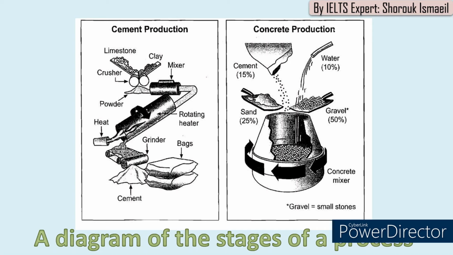You need to think about the following questions. What does the process diagram show? What are the steps mentioned in the diagram? What are the differences between cement production and concrete production? As we mentioned here, you need to know the beginning of this process and then you can follow the steps until the end of the production.